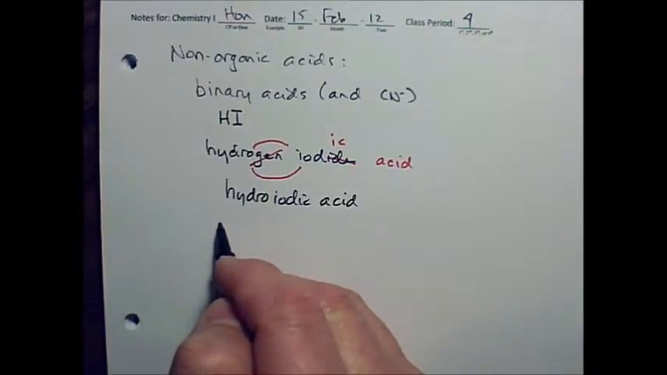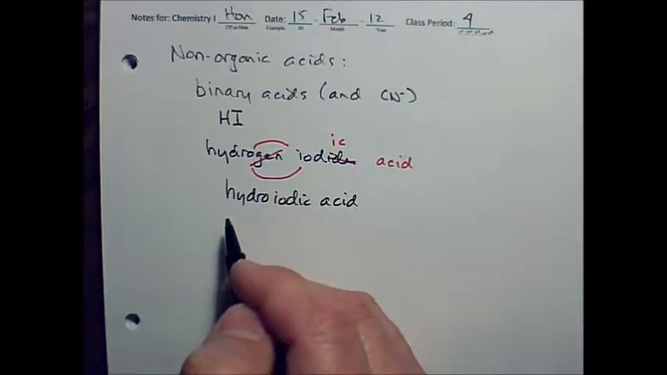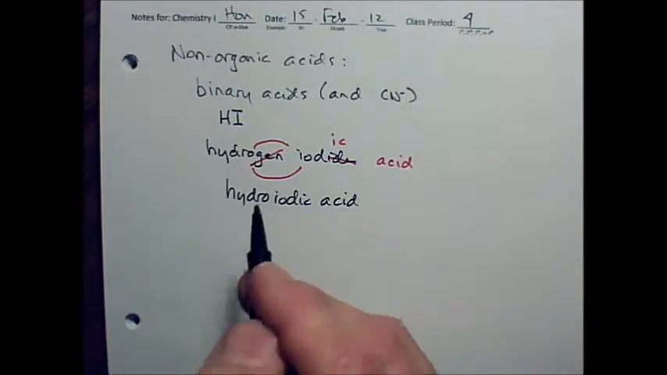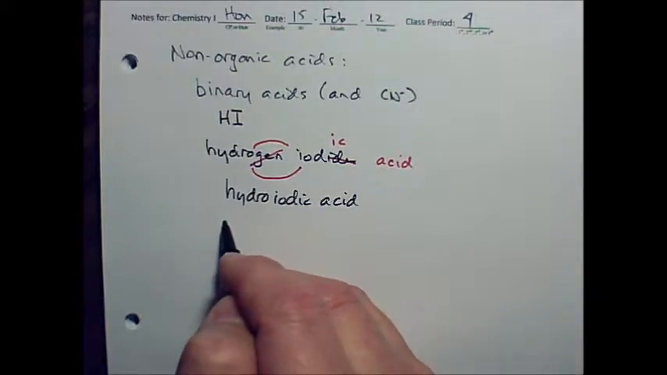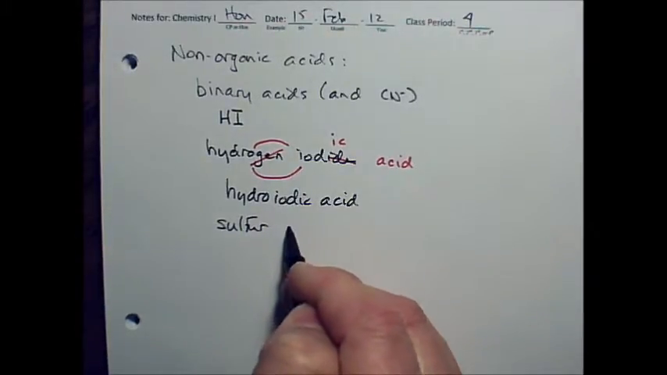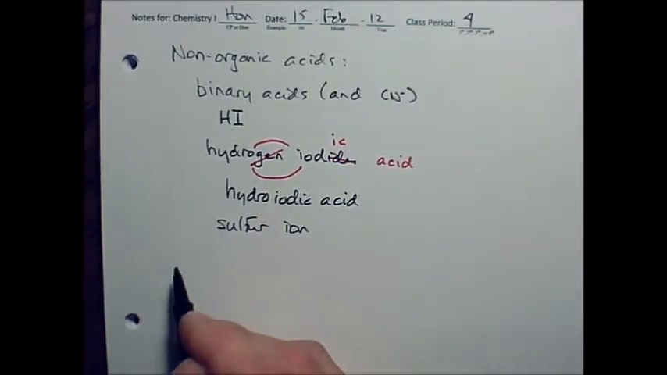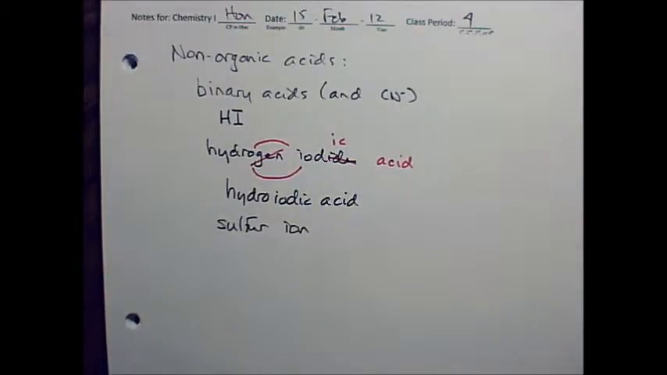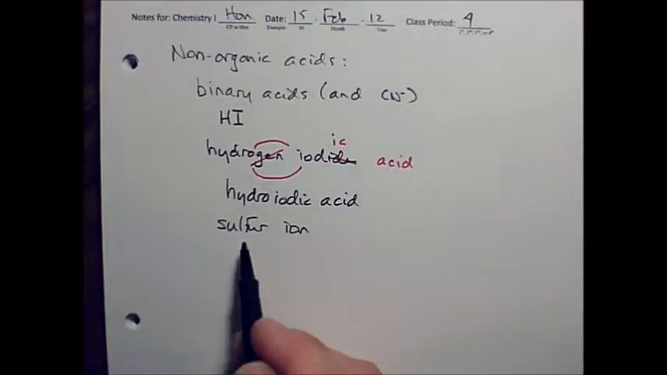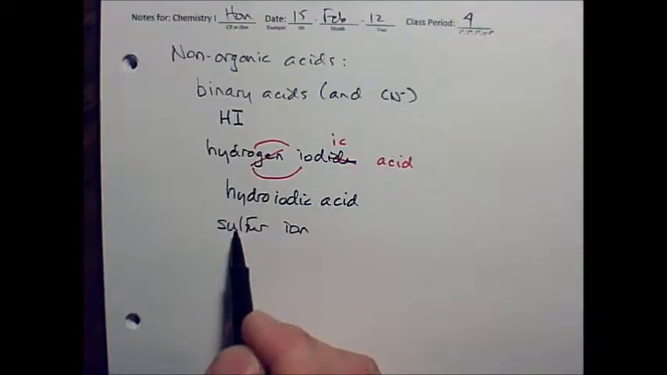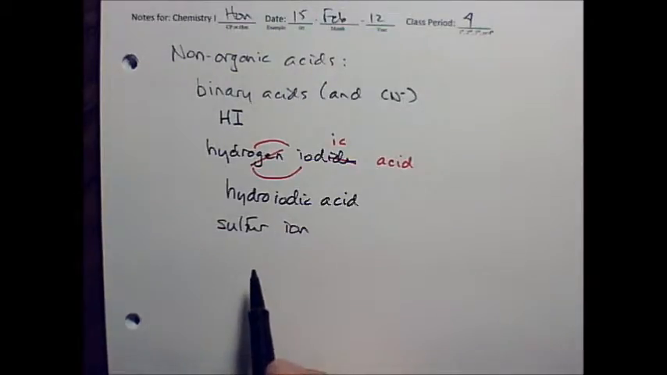Okay, let's put together an acid. I'm going to let you do the whole thing, and I'll check behind you, okay? We're going to build an acid using a sulfur ion. The sulfur has to be a negative ion. So I want you to write a formula for an acid that has this negatively charged sulfur ion, and then name it.